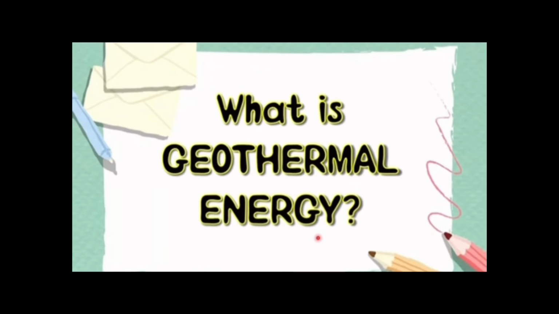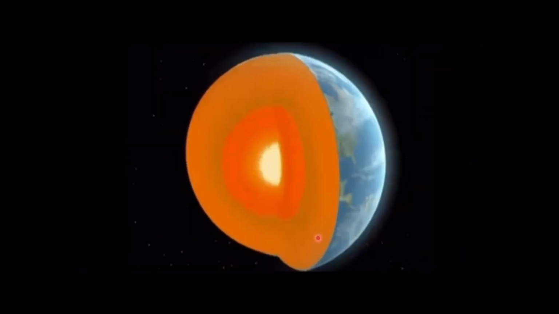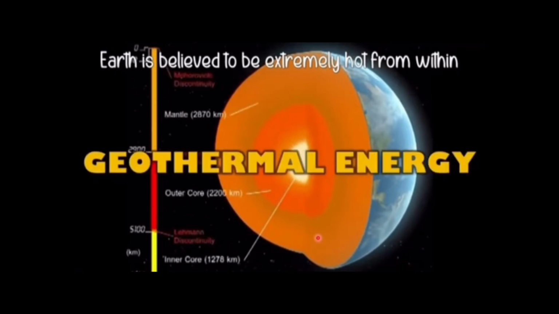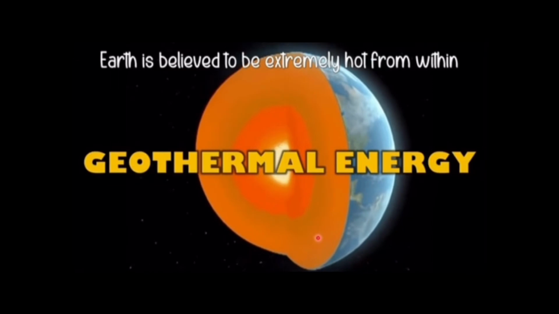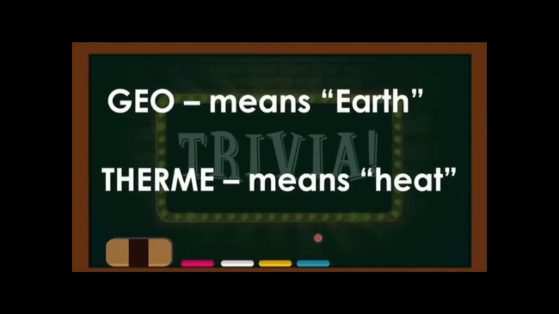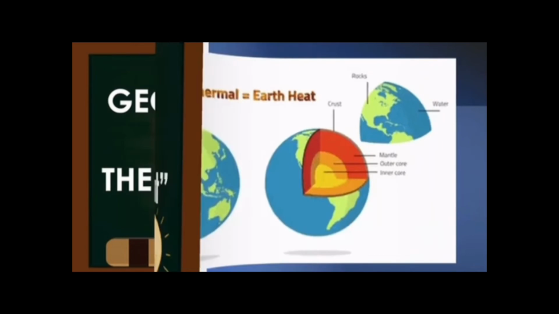But what is geothermal energy? The Earth is believed to be extremely hot from within. This heat from the Earth's interior is a source of energy called geothermal energy. Geothermal came from the Greek word geo, which means earth, and therme, which means heat. Therefore, it is the heat from the Earth.